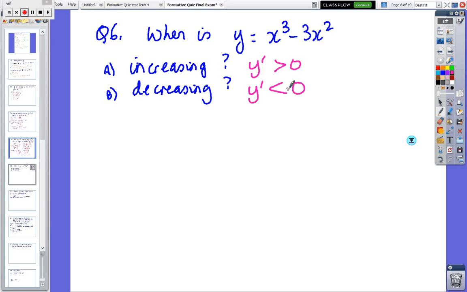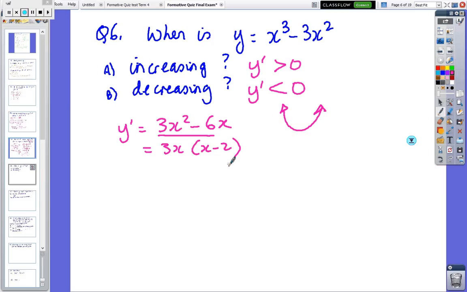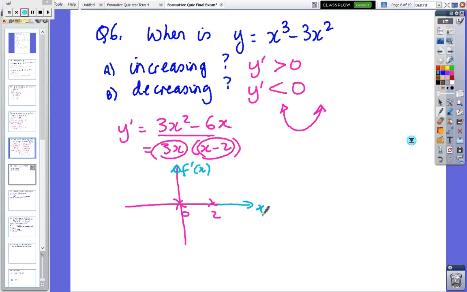Okay, we're back. So y dash equals 3x squared minus 6x, which is a happy parabola. Okay, so it equals 3x bracket x minus 2. So that value is 0, and that value is 2. When we sketch it, what we've got is we're sketching f dash x versus x, and that's our parabola.